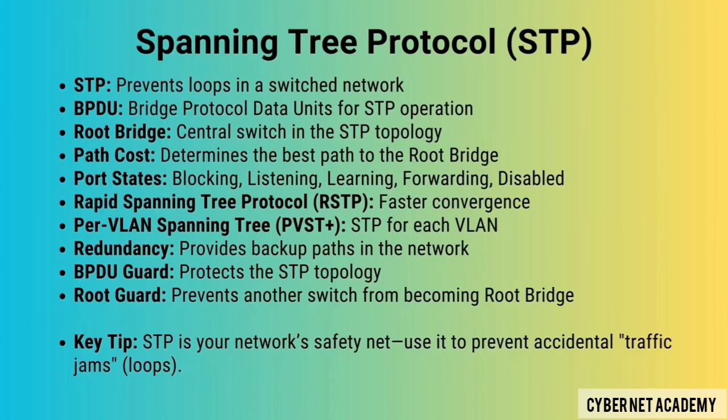Spanning tree protocol is a crucial Layer 2 protocol that prevents loops in switched networks while maintaining redundancy. STP creates a loop-free logical topology by electing a root bridge and determining the best path to it from each switch, blocking redundant links. The protocol uses Bridge Protocol Data Units, BPDUs, to exchange information between switches.